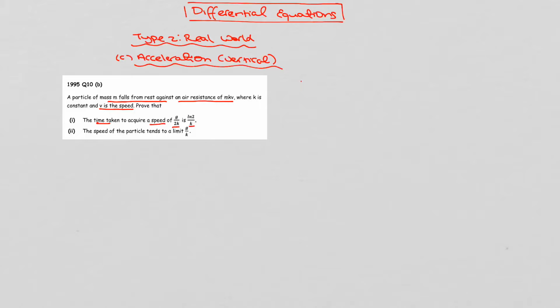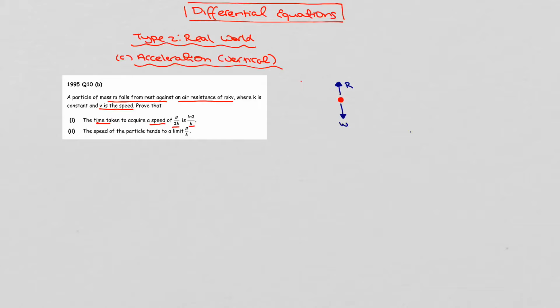So we have a particle that is falling from rest. And therefore, if it's falling, it's going to have a downward force due to gravity. So in other words, it's going to have its weight. And then it's going to have air resistance acting on it in the opposite direction, which is given to us. So let's see what we have.